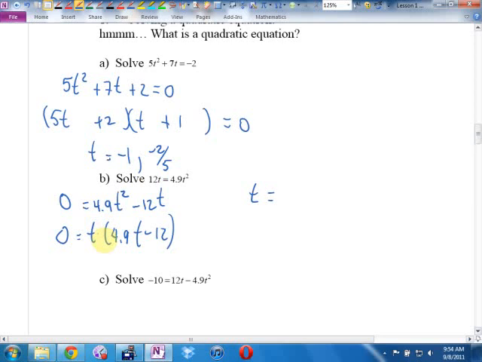And then when you had a binomial, the pattern was change the sign of the constant, positive 12, divide by the coefficient. And can someone actually do that on their calculator, please? What is 12 over 4.9? 12 over 5 is going to be 2.4, so it's going to be a little more than 2.4.